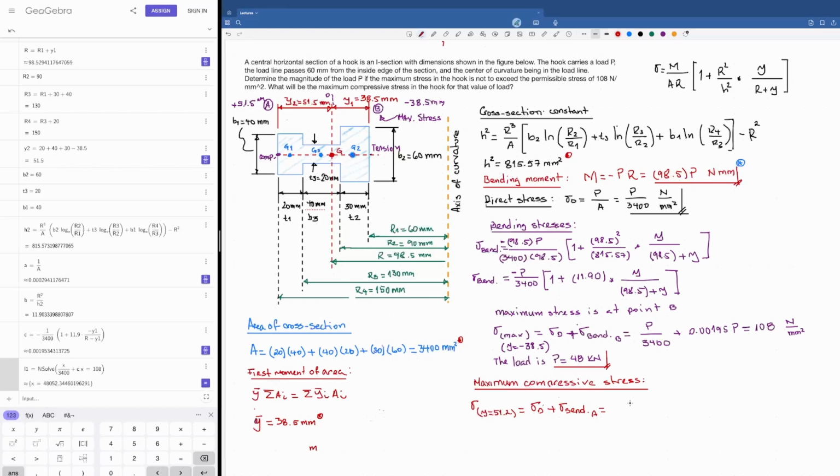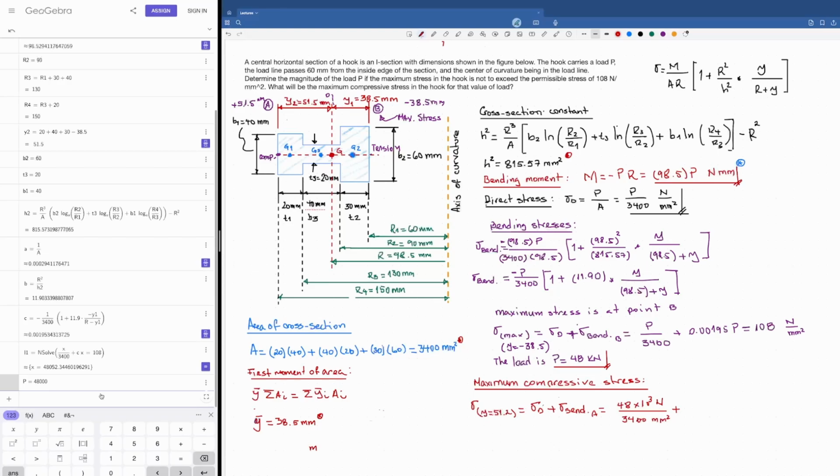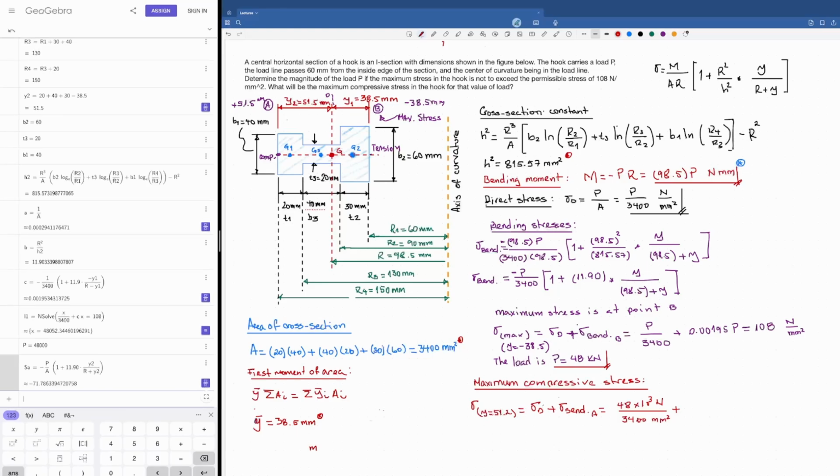at A, which is going to be equal to, now that I found the load, 48 times 10 to the 3 newtons divided by the area, which is 3,400 square millimeters, plus this bending stress. We can use this formula again to calculate it now that we know the load P is 48,000. The compressive stress at A due to bending is going to be equal to SA minus P divided by the area times 1 plus 11.9. I could apply the full formula if I wanted to, times Y2, which is positive, and then R plus Y2. And that's going to give me this much. And that's the bending stress.